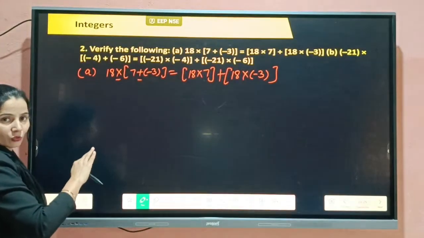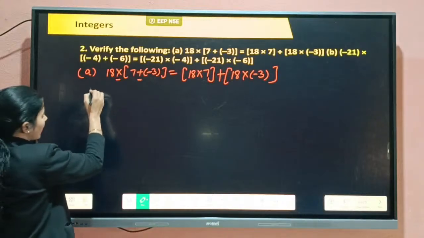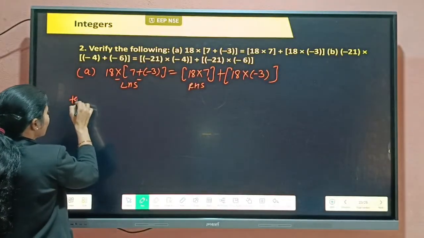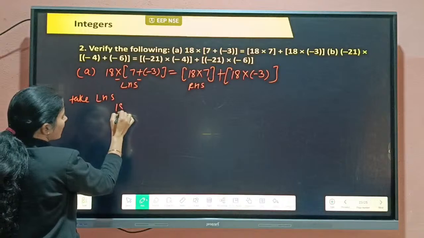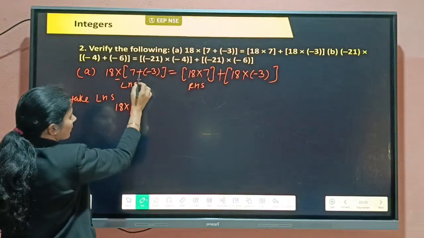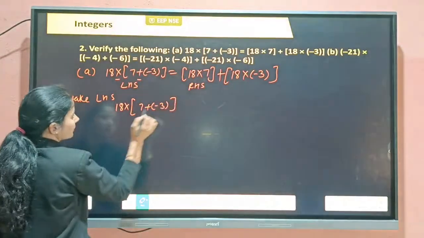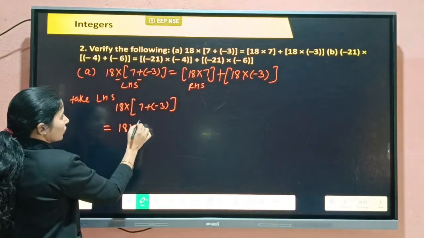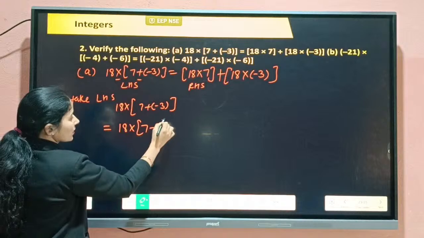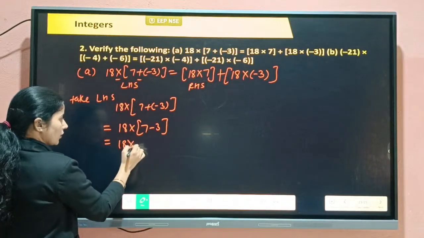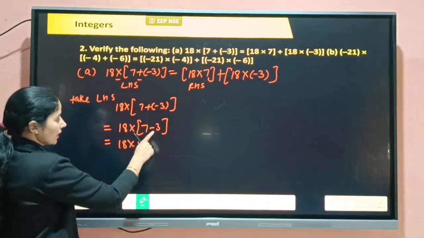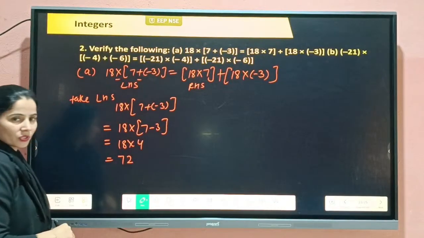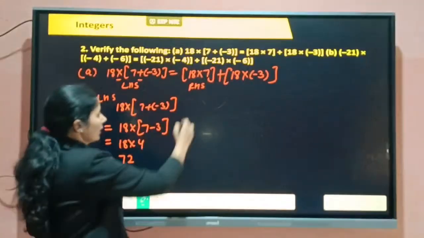So let us solve taking one side at a time. This is the left hand side and this is the right hand side. Take the left hand side. What is the left hand side? 18 into 7 plus minus 3. It will be 18 into 7 plus minus 3, and 18 into 4. 7 minus 3 is 4. Now 18 fours are 72.